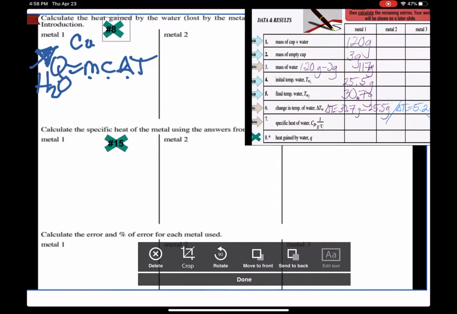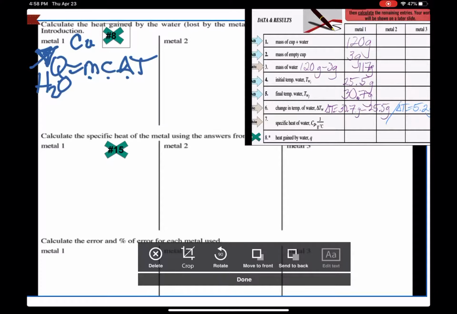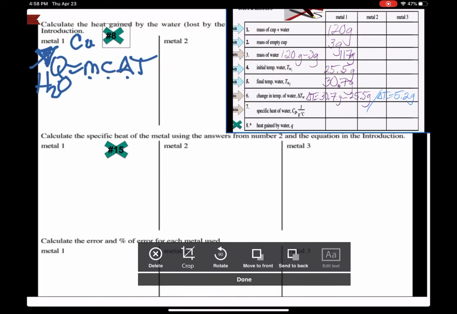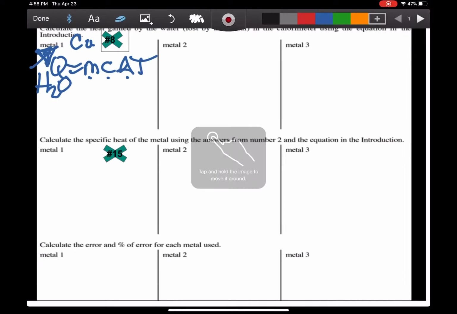I'm going to plug that in right here, 117 grams for m. And then I'm going to plug in the c for water, which I need to look up on the table of specific heats. It's 4.18. And then delta T, when I look at my numbers here, is going to be 5.2. All right, let me move this one out of the way, I hope. And I'm going to plug those in.